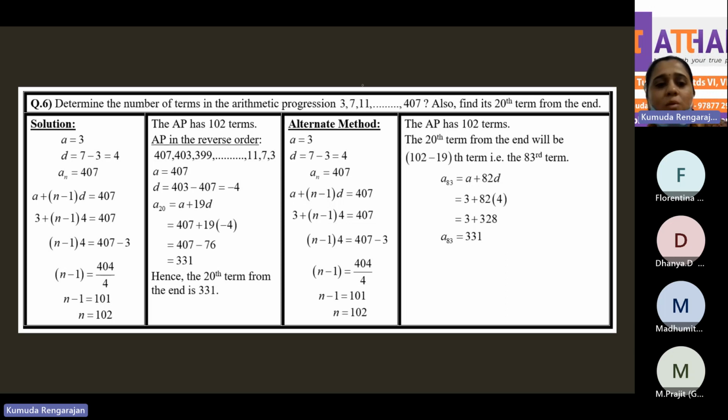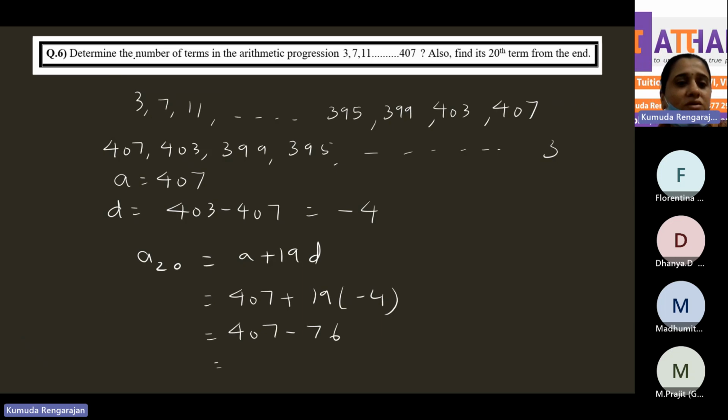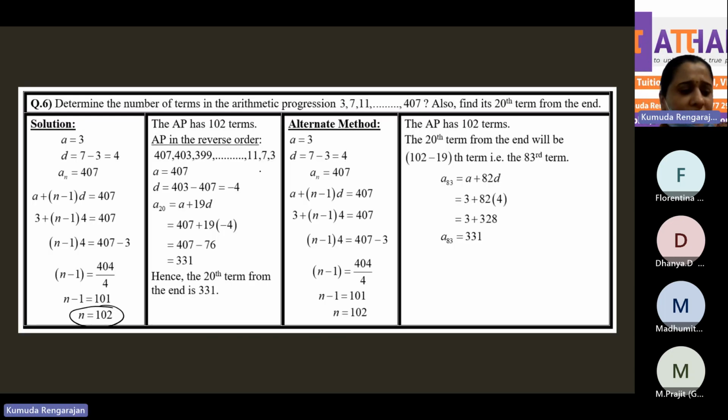In the second method, how many terms are there in this AP? We already found that. That was a question: find the number of terms of the arithmetic progression. We already have n. We know how many terms are there in this AP, because you've already answered that. So this AP has 102 terms.